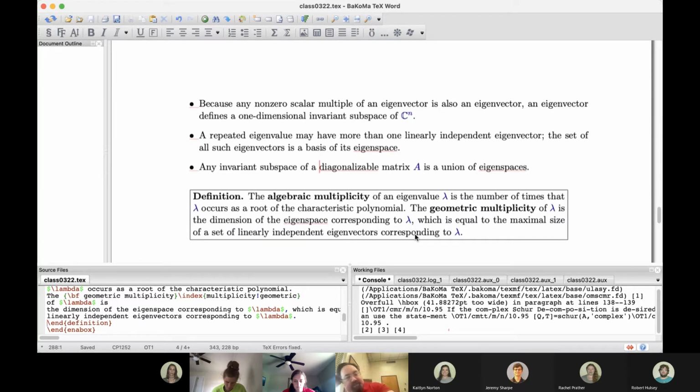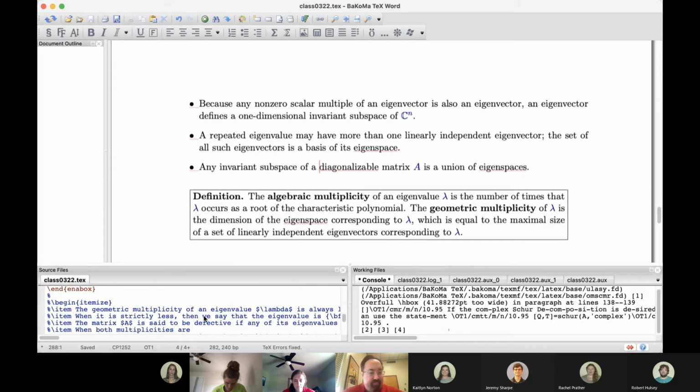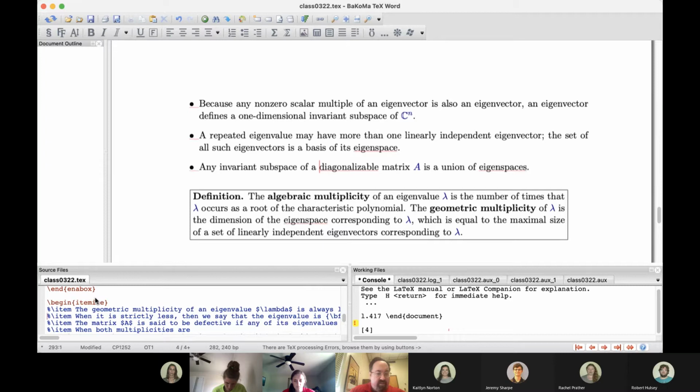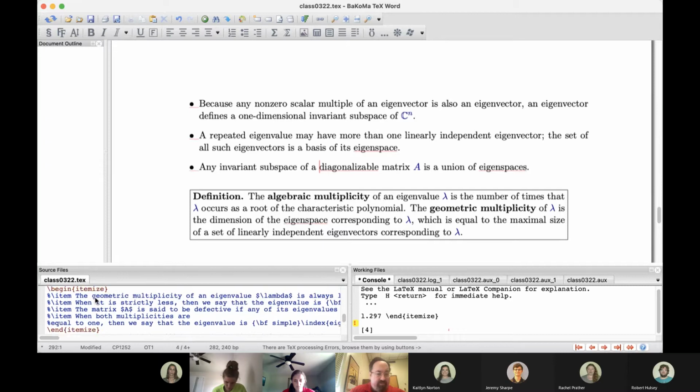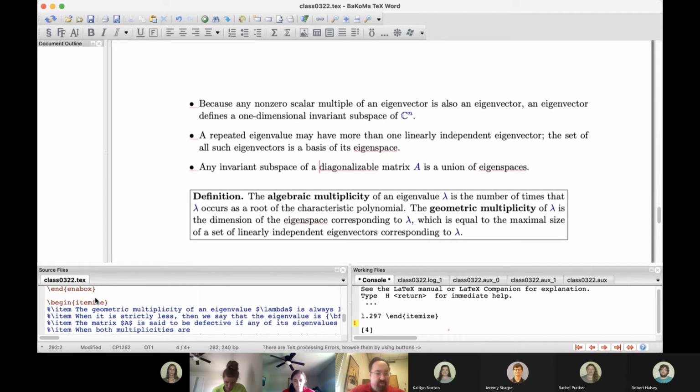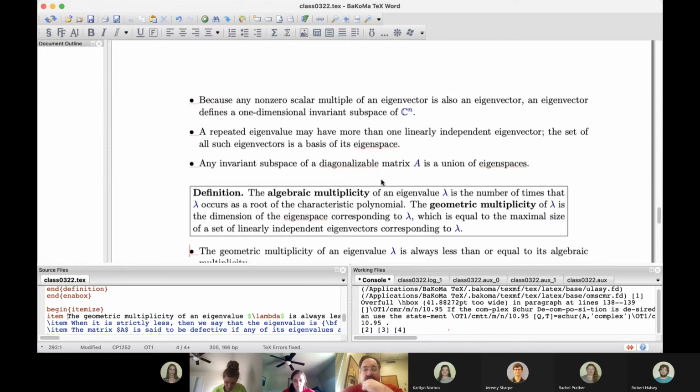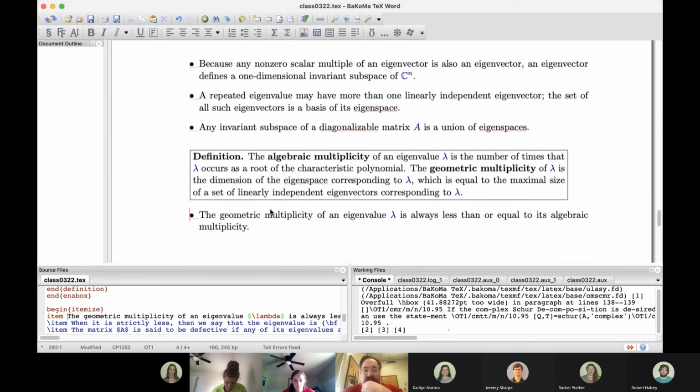So algebraic is about the characteristic polynomial. Geometric is about linearly independent eigenvectors. These two multiplicities are not necessarily the same. But beyond that, what can we say? Geometric is always less than or equal to algebraic. Also, both multiplicities must be at least one.